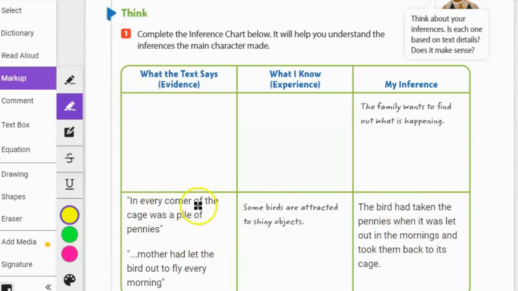If the text says that there were pennies in the bird cage, plus we learned that Mother had let the bird out to fly around every morning, and we know that some birds are attracted to shiny objects, a logical inference that we could make is that the bird had taken some of the pennies when it was let out in the mornings and took them back to its cage. So that is how we're able to support or make this inference, which is a logical conclusion or logical guess based on text clues and background knowledge.